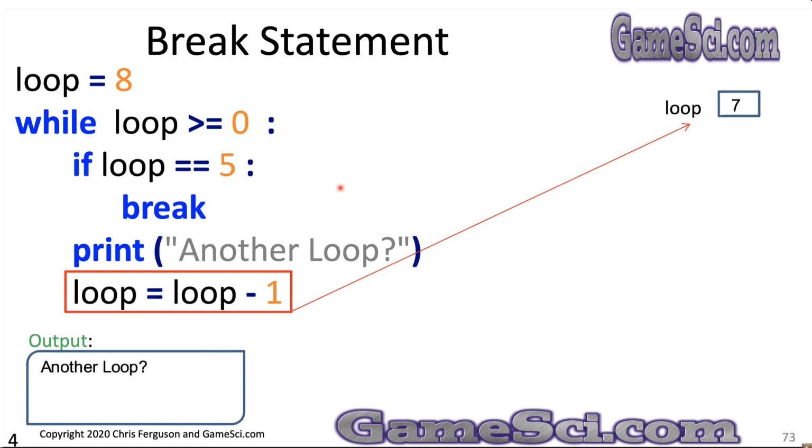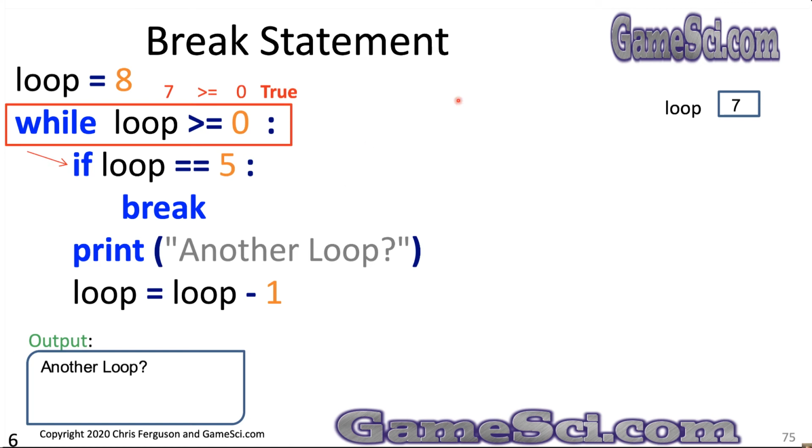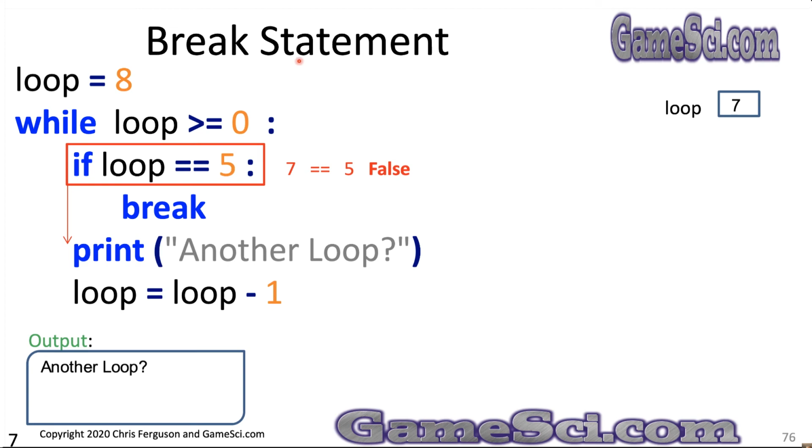Loops can go backwards, 8, 7, 6, 5. What happens when we reach the end of the loop? When we reach the end of the loop, it's time to spin back up and do it again. So let's go back up to the while statement and evaluate it again. Now the loop variable contains the value 7, so 7 greater than or equal to 0 is still a true statement. As a true statement, we will execute the loop again.